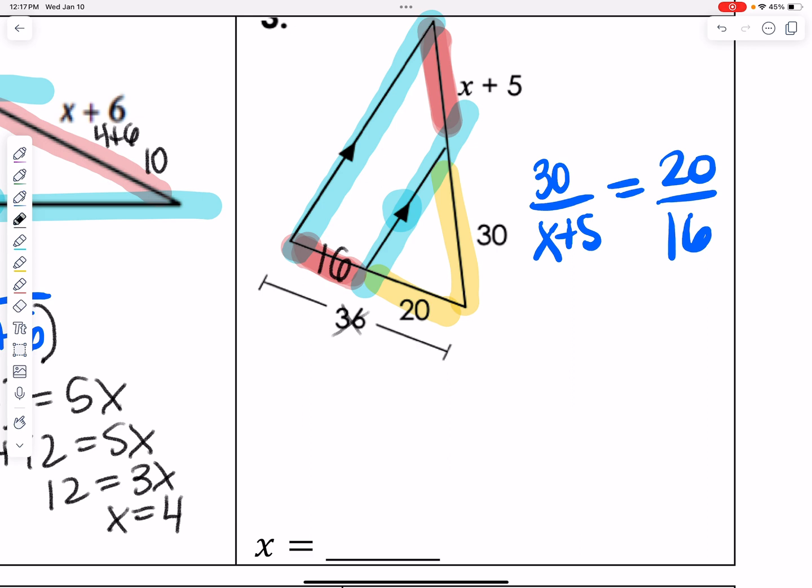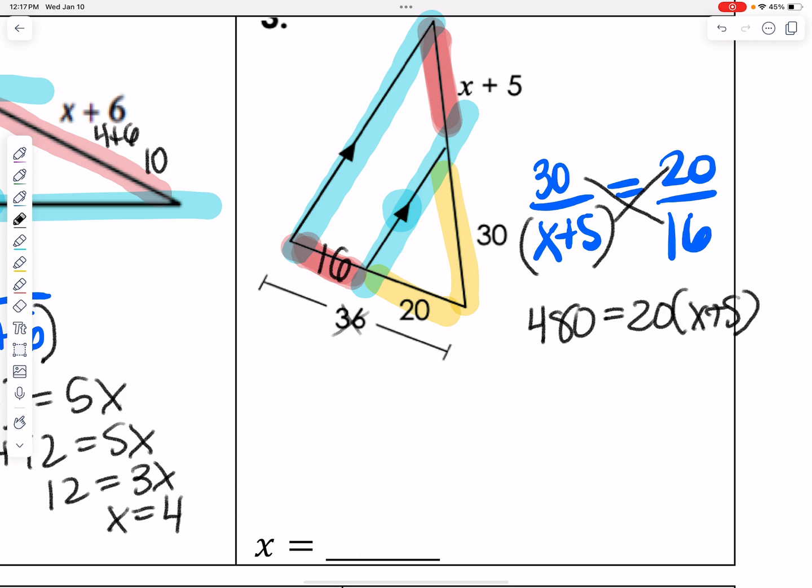But again, just be careful. This is going to be multiplied by x plus 5. And so I'm going to do 30 times 16. 30 times 16 is 480. And that's going to be equal to 20 times this whole thing, x plus 5. So just be careful whenever you work that.